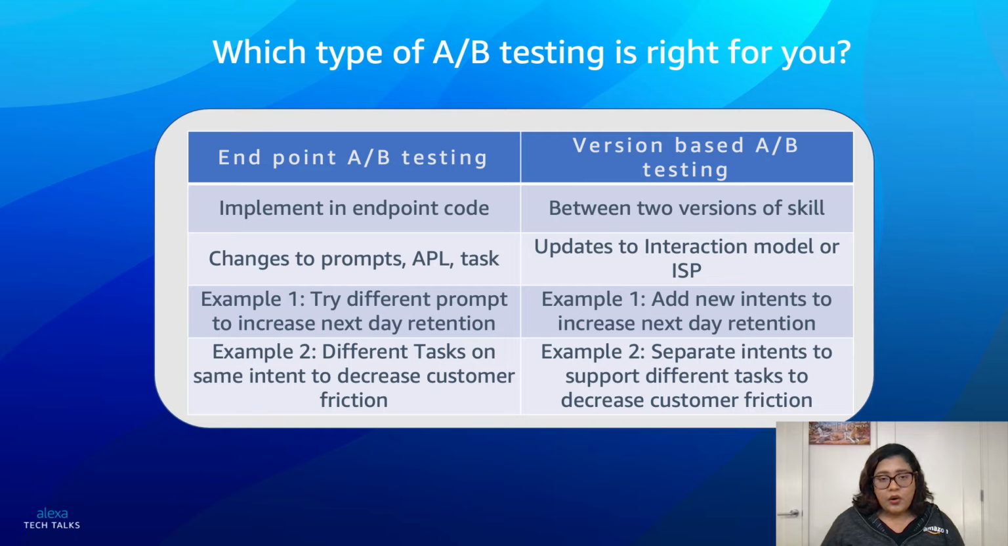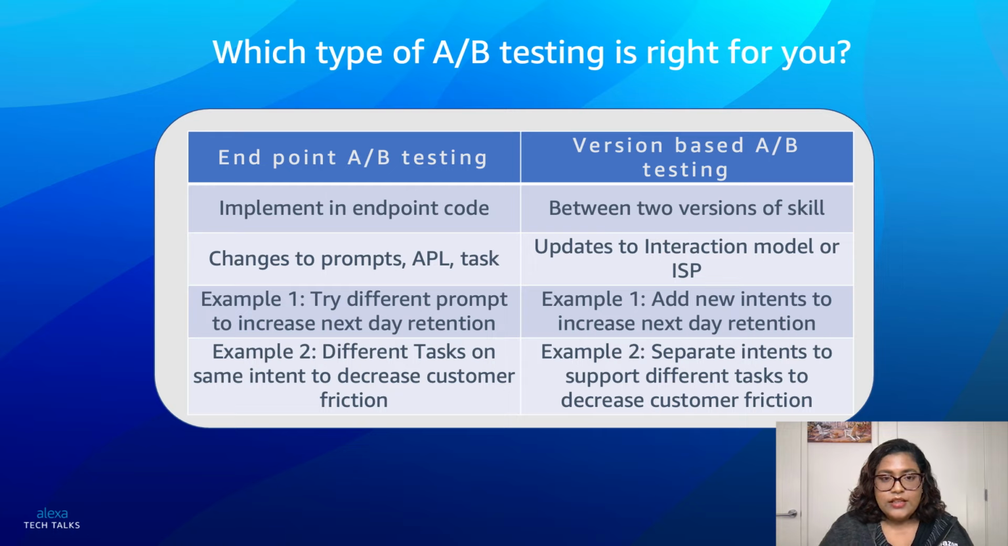For example, with endpoint-based A/B testing, you can try different prompts to increase next-day retention. With version-based A/B testing, you can add new intents to increase next-day retention. In another example, for endpoint-based A/B testing, you can A/B test different tasks on the same intent to observe decrease in customer friction. On the other hand, with version-based, you can A/B test separate intents to support different tasks to decrease customer friction.